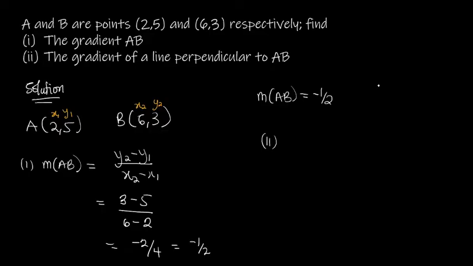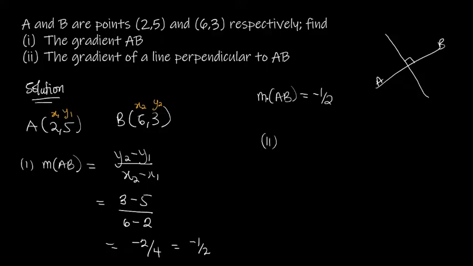Now, assuming this is the line AB, and then we have another line perpendicular to it, it means that line will cross the line AB, making an angle of 90 degrees. And like we saw in the previous explanation that I gave, we said that if we have the gradient of one line and multiply it by the second one, because they are perpendicular, they should give us -1 as their product.